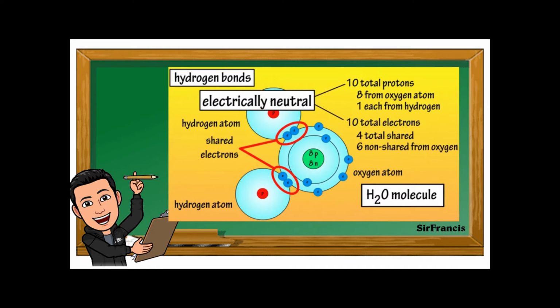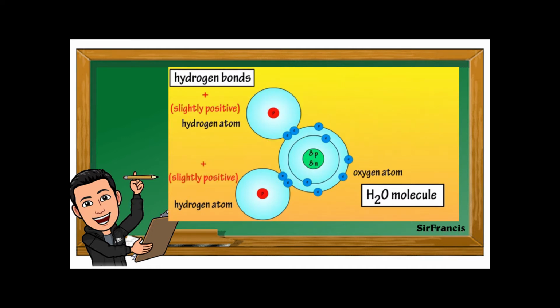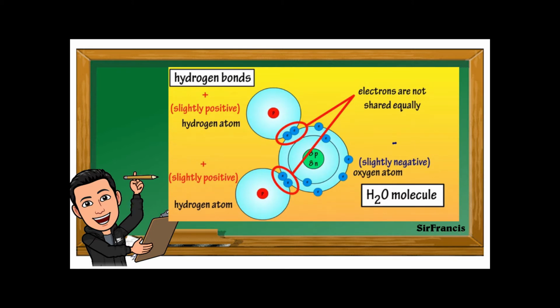So this water molecule is electrically neutral, but it has a partial positive side, the hydrogen side, and a partial negative side, the oxygen side of the molecule. The electrons are not shared equally within the molecule, as they have a higher probability of being found closer to the nucleus of the oxygen atom, giving that end a slightly negative charge. So the hydrogen atoms' end of the molecule will have a slightly positive charge.